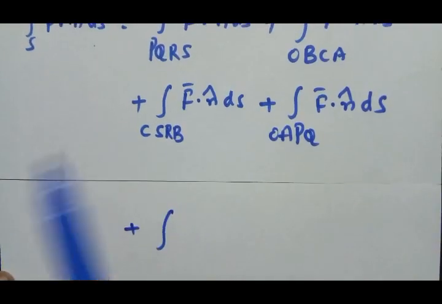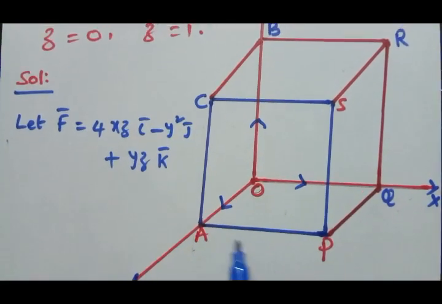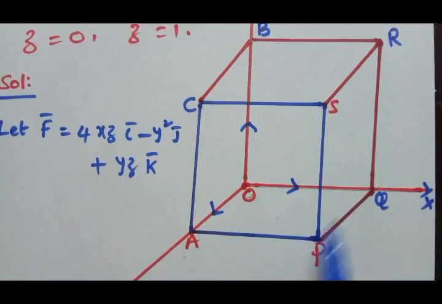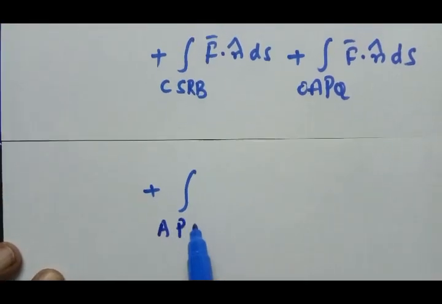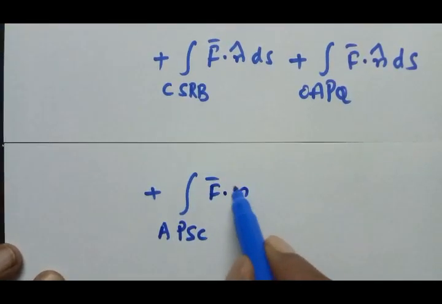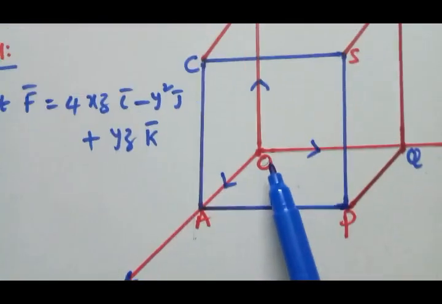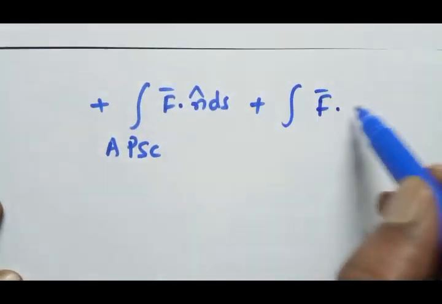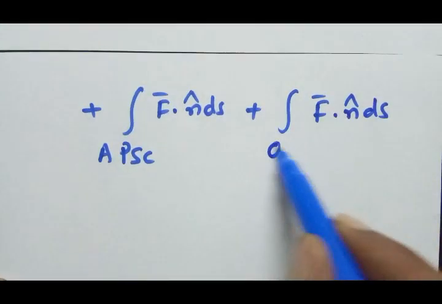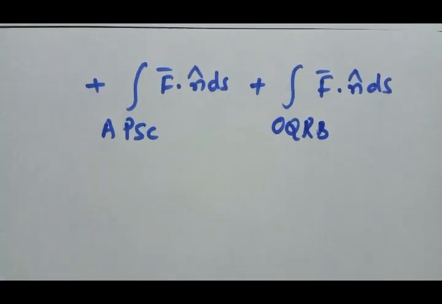plus the integral over the front portion, that is APSC, F bar dot n cap dS, plus the backside portion OQRB, F bar dot n cap dS. Say this is equation number 1.